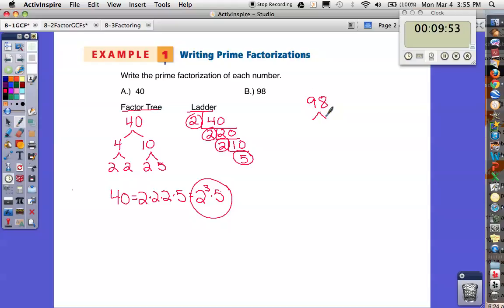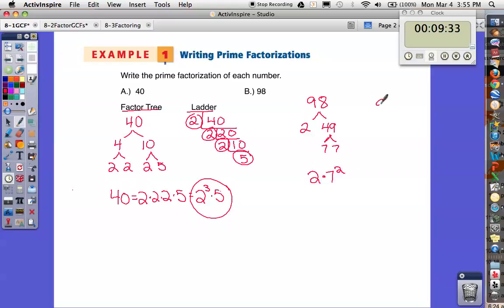98 is even, so you know for sure it can be broken up into 2 and something. 2 times what will give me 98? This one's going to be 49. 2 is prime, so we're done with that trail. 49 can be broken up into 7 times 7. 7s are both prime, so your answer would be 2 times 7 squared.